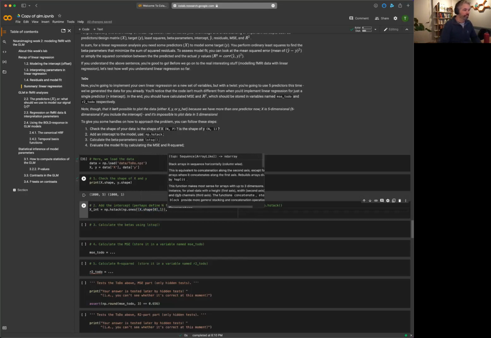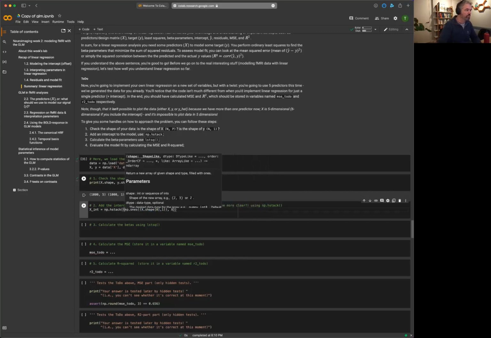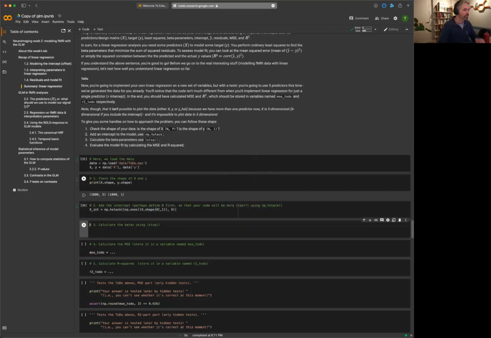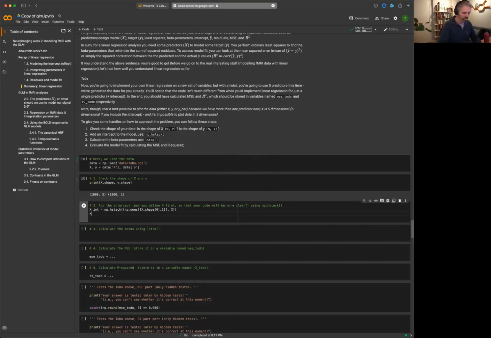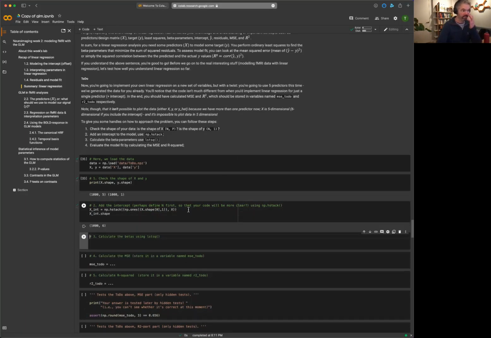And what we do now is add x. Let's see if this works at all. I think also hstack likes tuples as inputs. So let's see if this does anything. Now just to check, right? So I'm going to check what the shape of this xint thing is. And indeed, it is exactly what we wanted it to be.